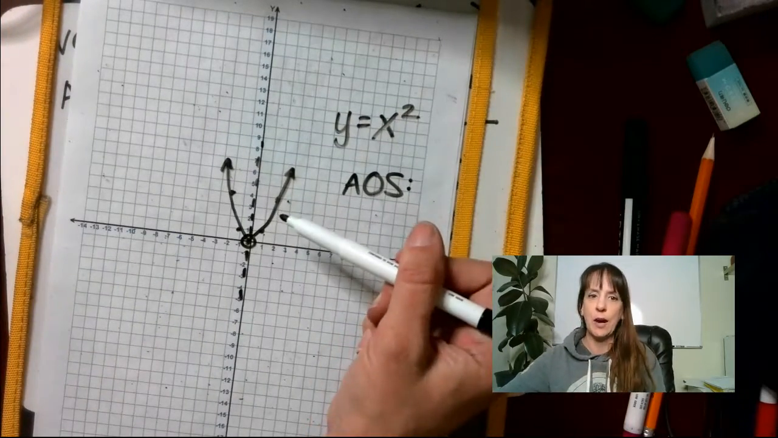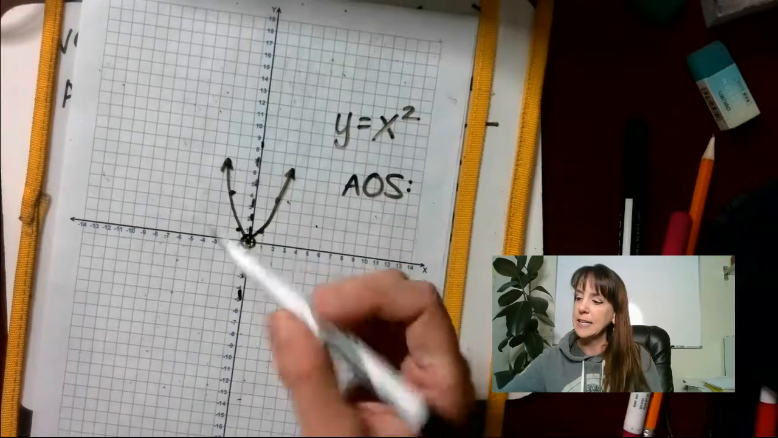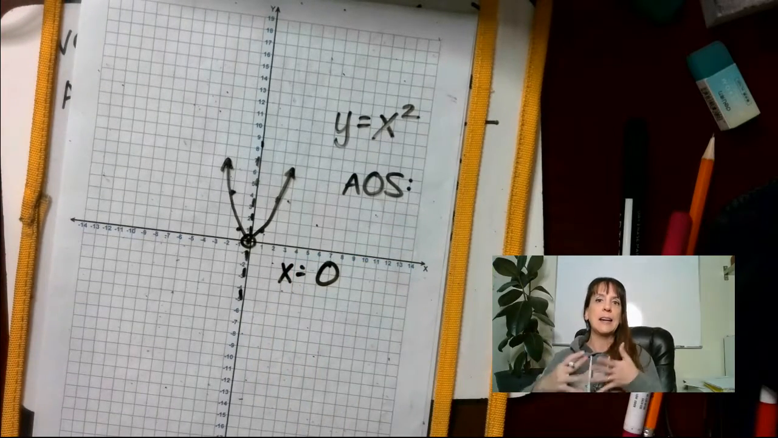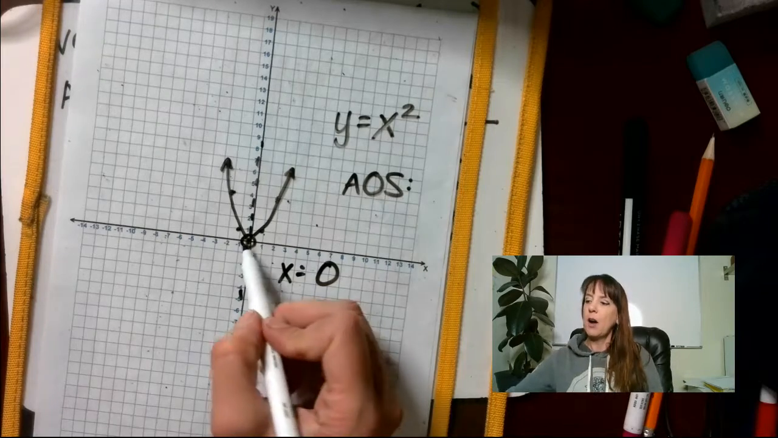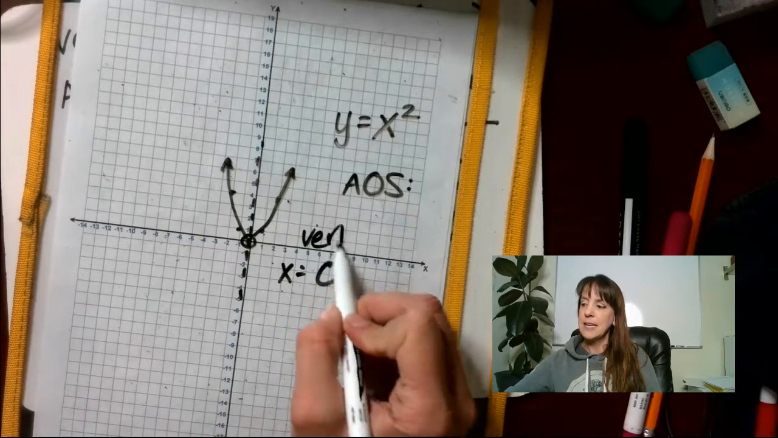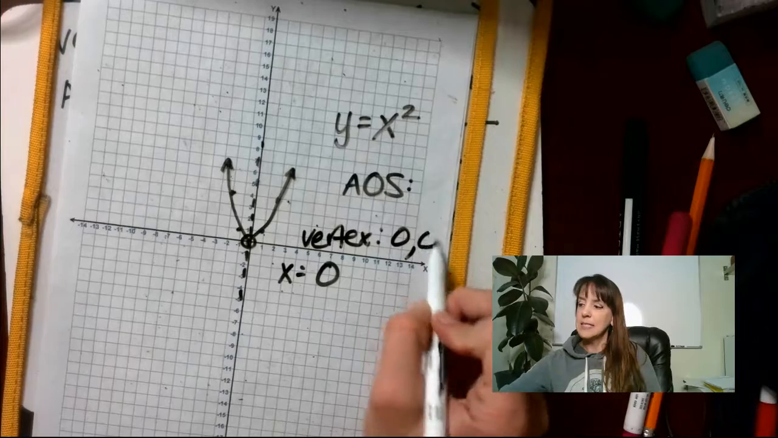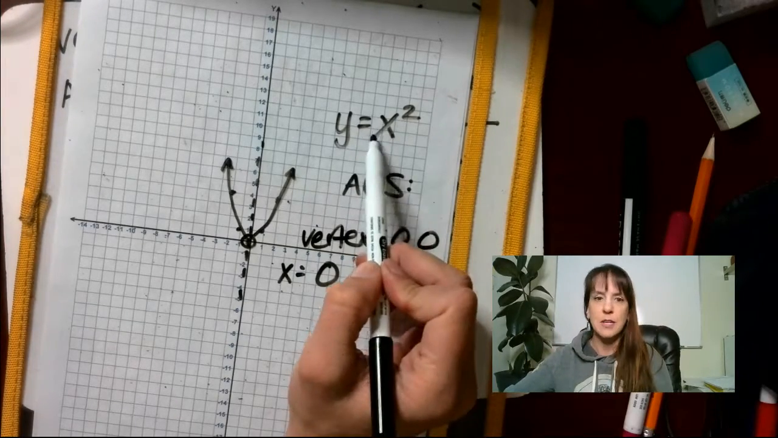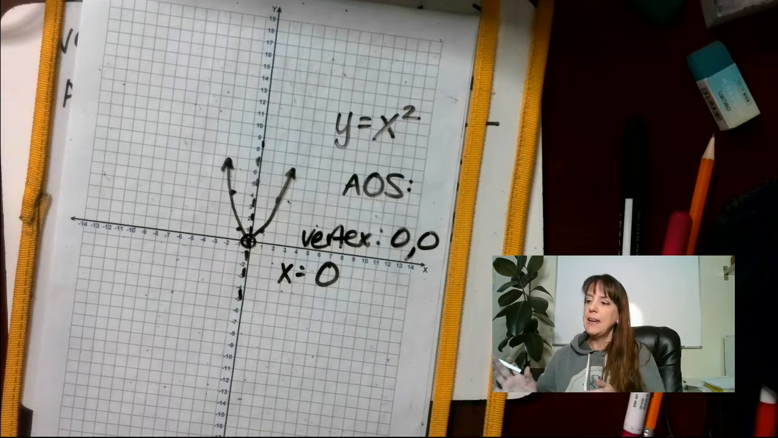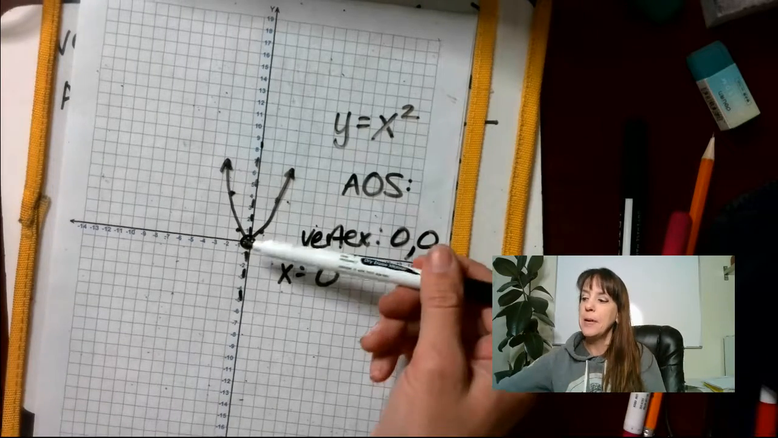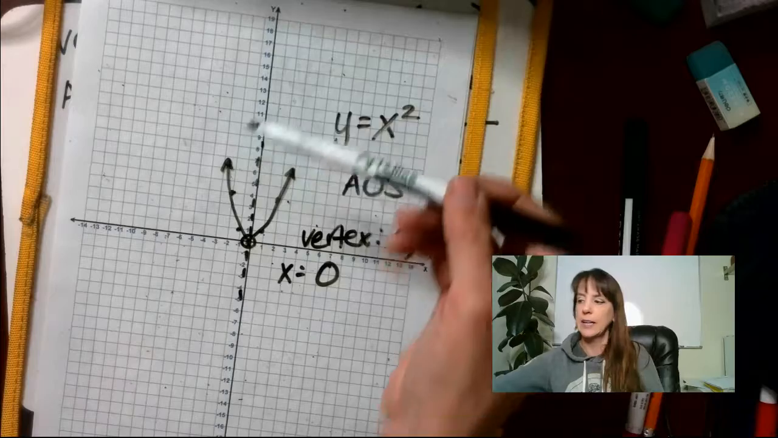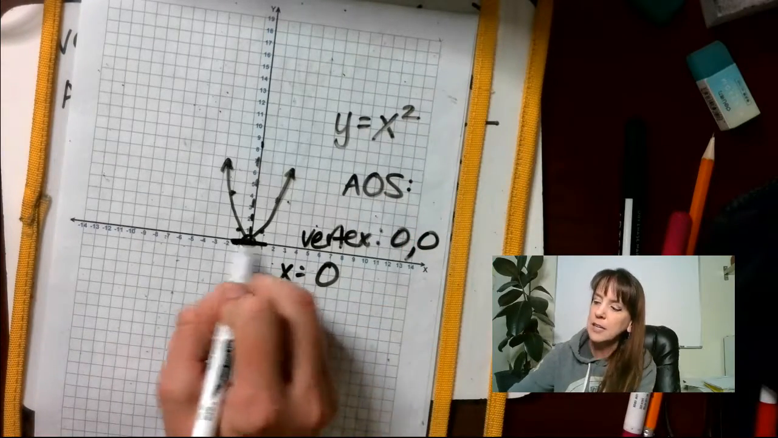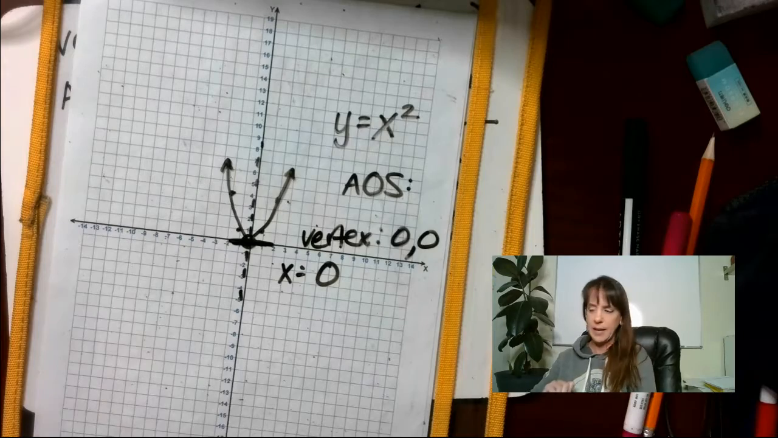Going back to our parent graph here, our axis of symmetry is x equals 0. So we write it as a line, x equals whatever. Our vertex is (0, 0). This one opens up because it's a positive x squared. And then it has a minimum, the lowest it goes, which is right here, or 0.